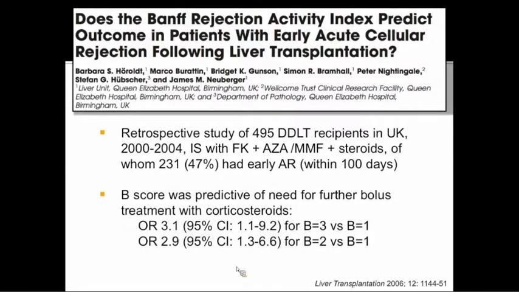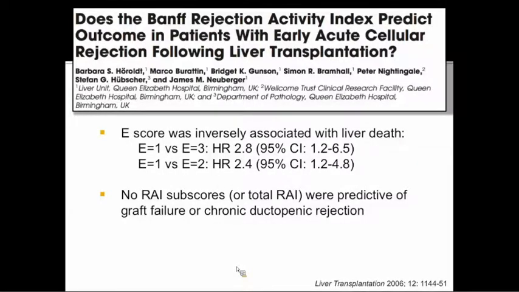So another study that looked at this more recently was a retrospective study of almost 500 patients in the UK. This is a little bit of a more modern cohort. And in these patients, it was really the bile duct inflammation score that seemed to be most predictive of harder to treat acute rejection. So in this particular case, the need for further bolus treatment with corticosteroids after an initial bolus. But on the other hand, and this is where I want to bring up the fact that, again, there's just a lot of open questions still here.